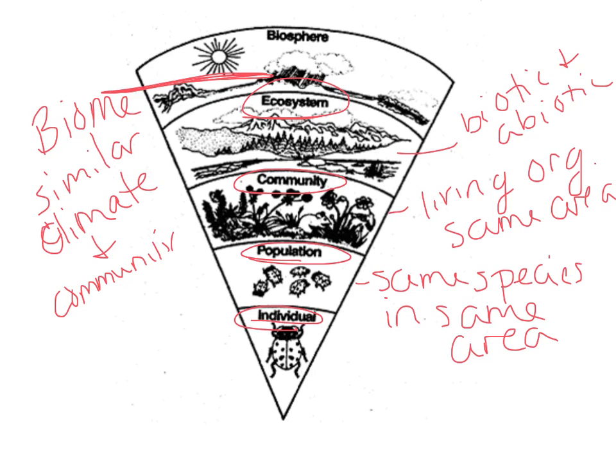For instance, a desert biome has a similar climate, and similar types of organisms are able to live there. Your biosphere at the very top includes the entire portion of the planet that supports life. Basically the entire surface of the planet that is able to support life.